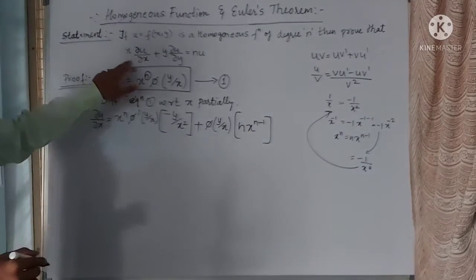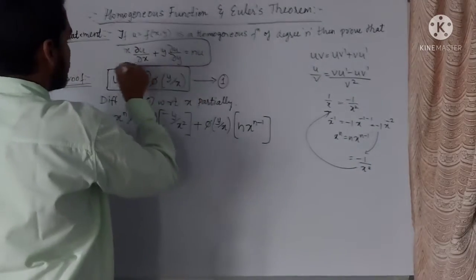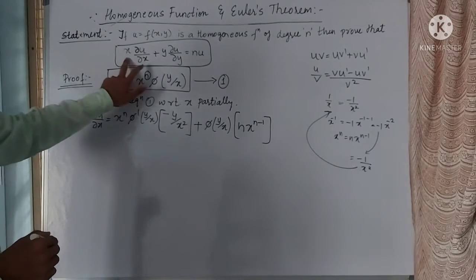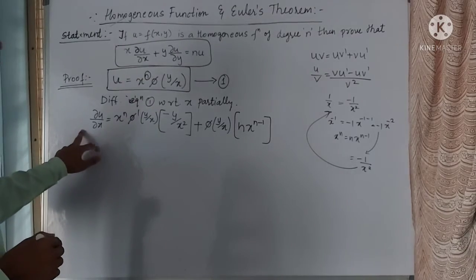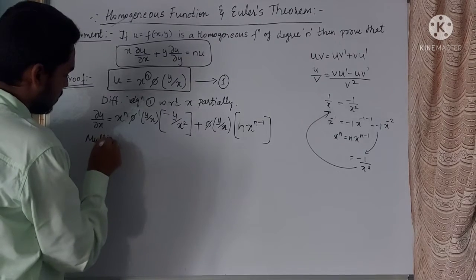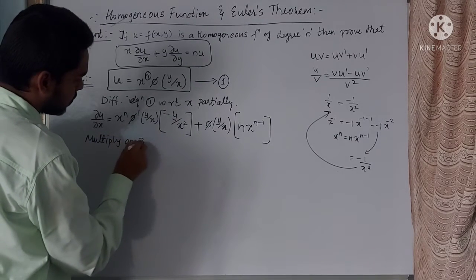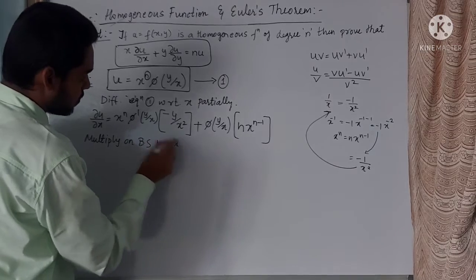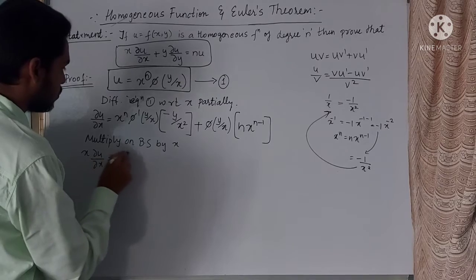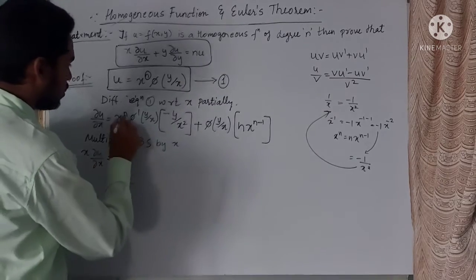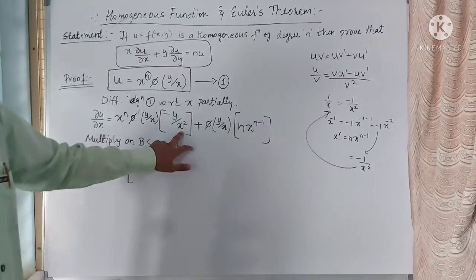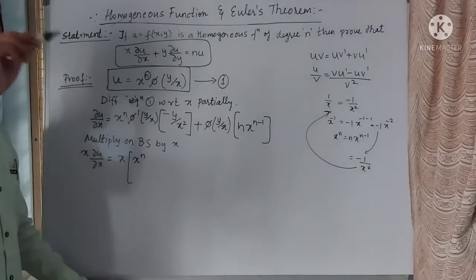In the proof, what we have to prove is x ∂u/∂x plus y ∂u/∂y is equal to nu. So I need x as a multiple of this term. I don't have x, so I need to multiply both sides by x. So it becomes x ∂u/∂x is equal to x raised to n, where x is kept as it is. You can see that here in the denominator we have x square, so I can bring it to the numerator and it becomes x raised to minus 2.